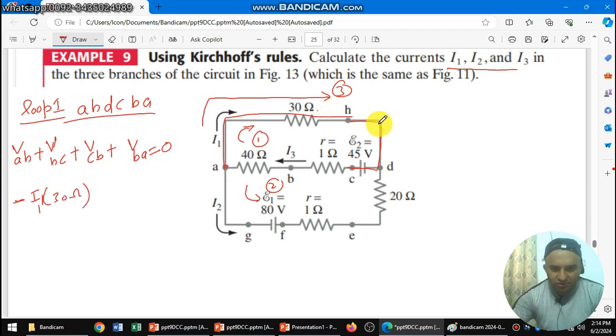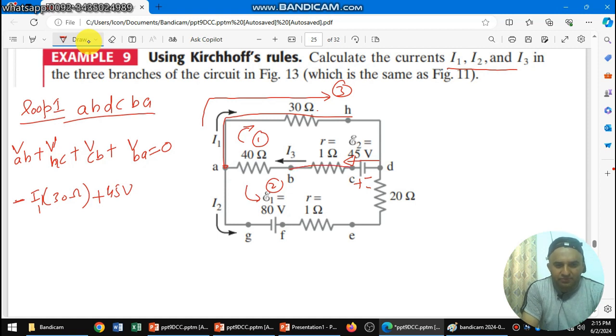And then H to C. For H to C we only have the battery, and we are moving from the negative terminal towards the positive. I again repeat, we are moving from negative terminal towards the positive, so the potential is plus 45. So VHC is only the battery, that is plus 45 volt.